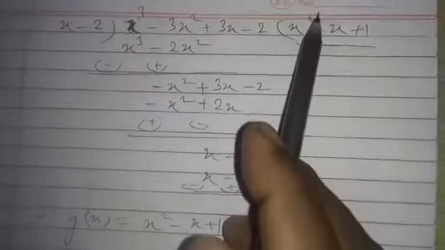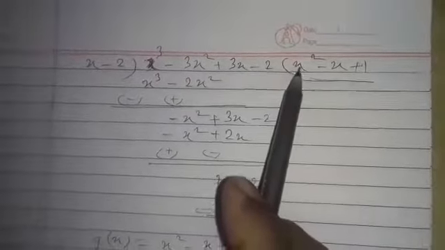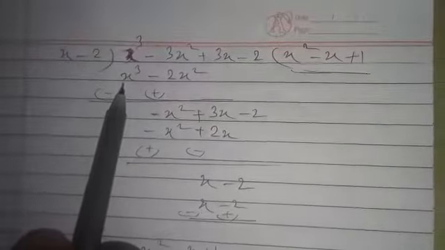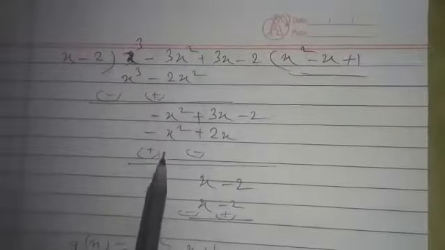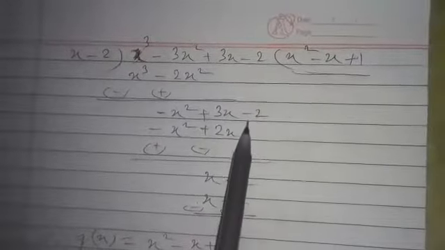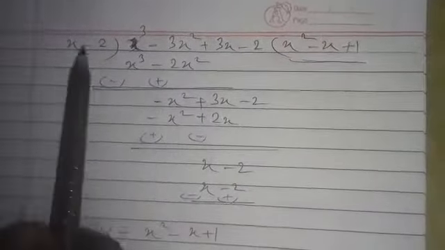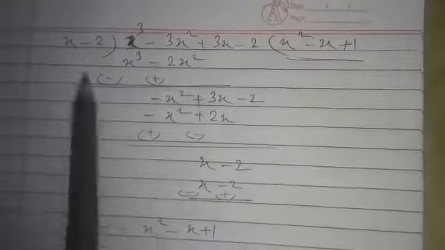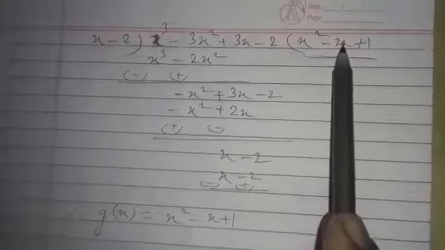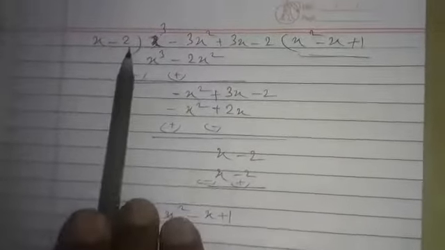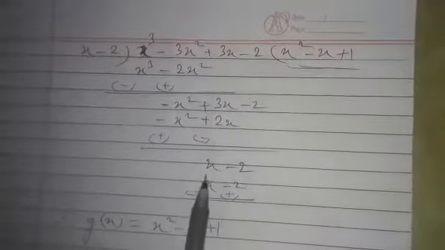And then we get x square as the quotient of the first term. Then the product of these two will give us the polynomial x cube minus 2x square. Further simplification will give us minus x square plus 3x minus 2. And the first term of the new dividend is minus x square, while the first term of the divisor is x. With the quotient of these, we get the second term of the quotient, that is minus x. And with the product of this with x minus 2, we get minus x square plus 2x, which will give us the polynomial x minus 2.